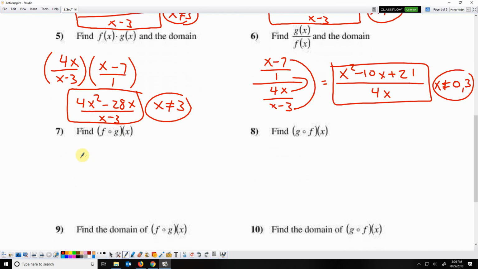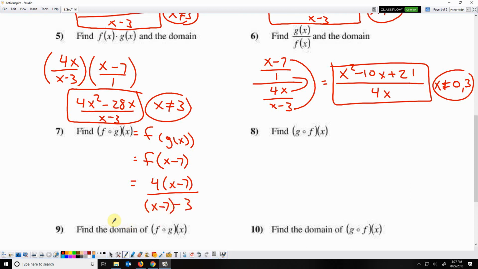Find f of g of x. So here's another way of writing that, f of g of x, which means we're doing f of x minus 7. So in function f, I need to replace the x's with x minus 7. So that's 4 times x minus 7 over x minus 7 minus 3.